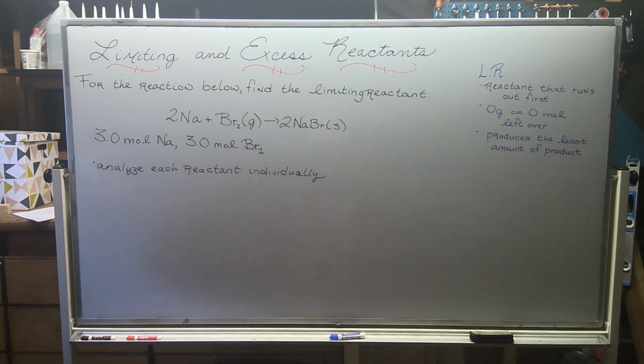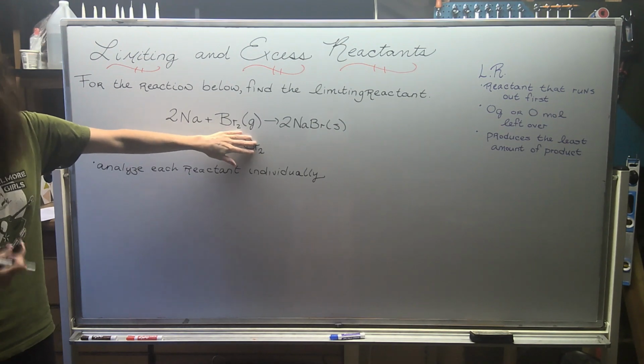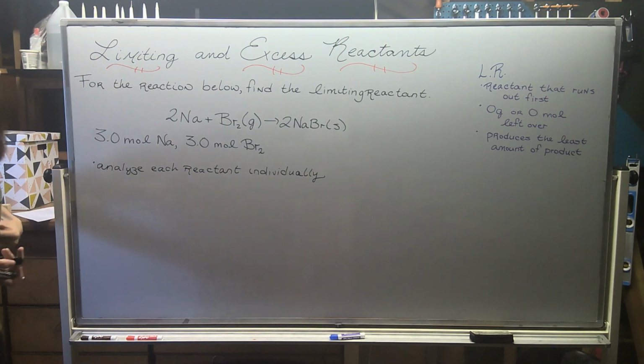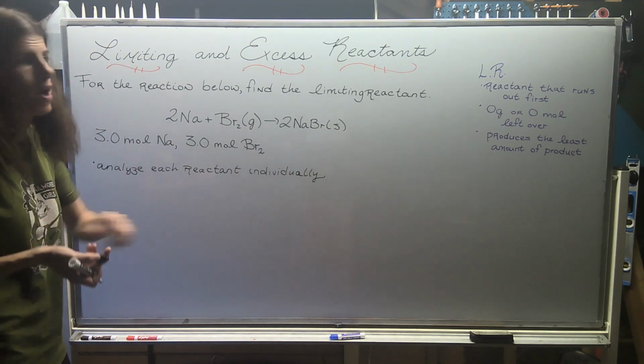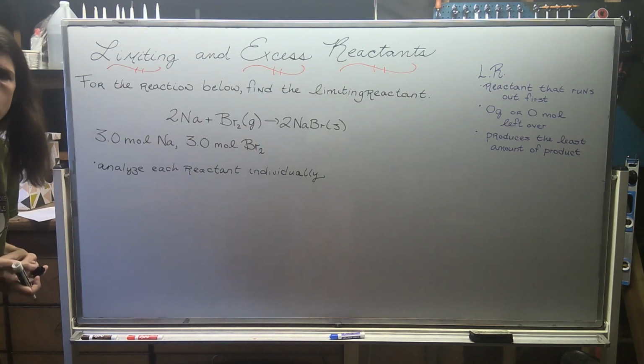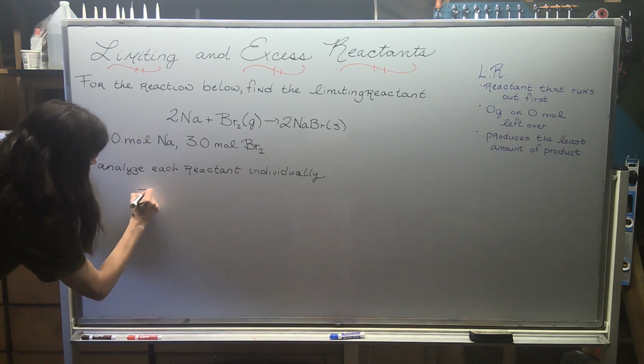So let's pretend that the information about the bromine isn't even here. So all you know is that you have 3 moles of sodium. And then I ask you how much sodium bromide can be produced. Well, that should ring a bell. You did a lot of problems like that last week. So we're going to start with the 3 moles of sodium.